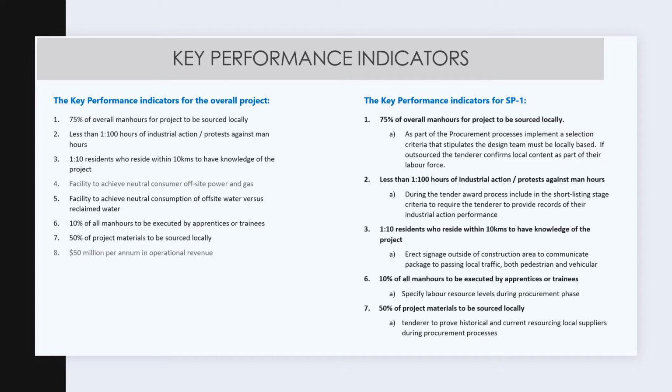Less than 1 in 100 hours of industrial action or protests against the man hours. During the tender award process, again, we need to include in the shortlisting stage criteria to require the tenderer to provide records of the industrial action performance on similar projects within this space. The 1 in 10 residents who reside within 10 kilometres to have knowledge of the project. We will erect signage outside of the construction zone for pedestrian and vehicular traffic that can communicate the project to those residents. 10% of all man hours to be executed by apprentices or trainees.